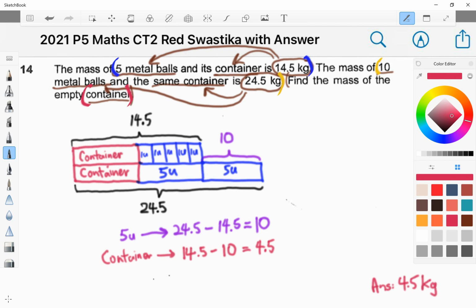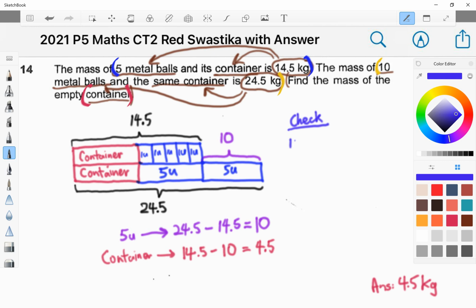But we can't just stop here. We should always check our work. And as I have shown you in previous videos, when we check, we are not working backwards. Instead, we are trying to find another way, another method, another approach to getting the same answer. So how shall we check for this kind of question? We will make use of the other number that's given to us, 24.5, and see after we subtract away the mass of 10 metal balls this time, will we still end up with 4.5 kilograms for the mass of the empty container. So 5 units is actually 10.